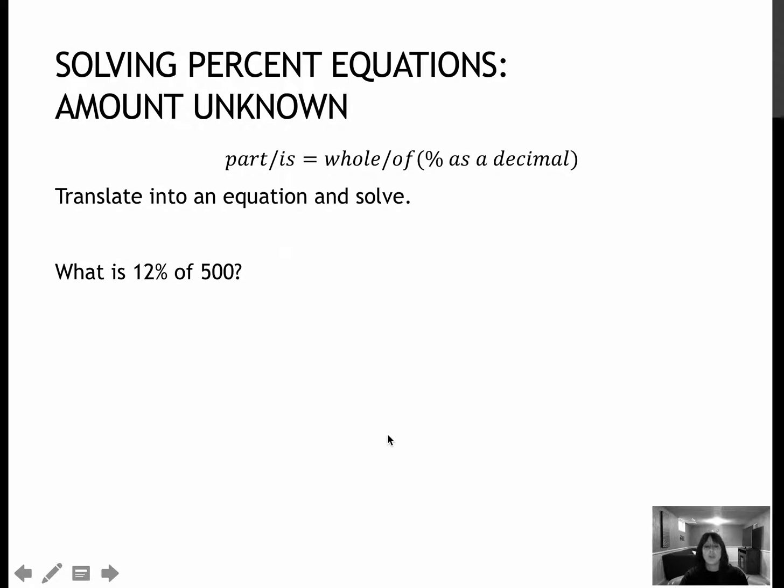So let's go ahead and try. What is 12% of 500? So the part is what I'm trying to find. So 500 is the whole. The percent as a decimal, remember my decimal's here, I would move it 2 places, and that's 0.12. So 0.12 times 500, and then I would end up with 60. So 60 is 12% of 500.